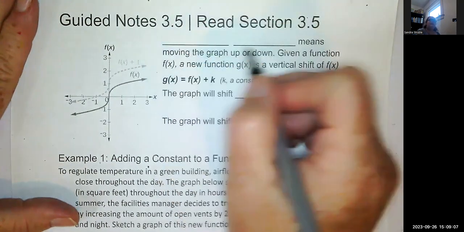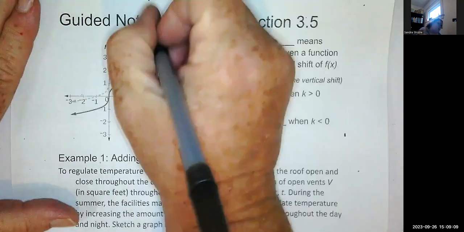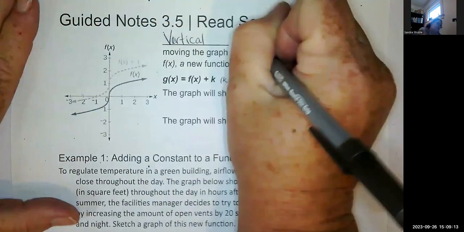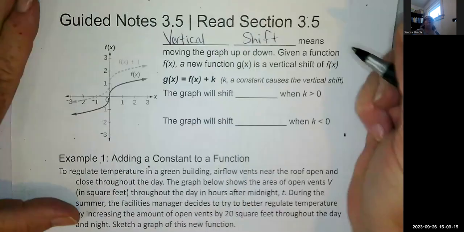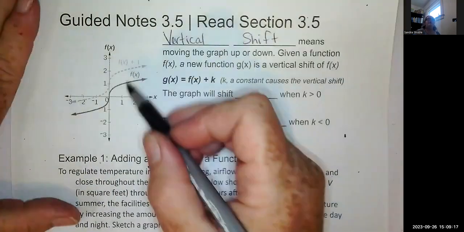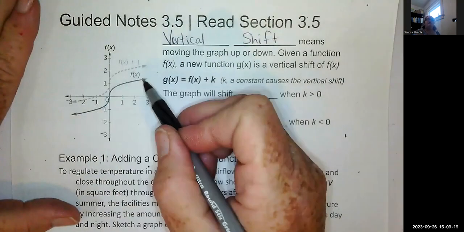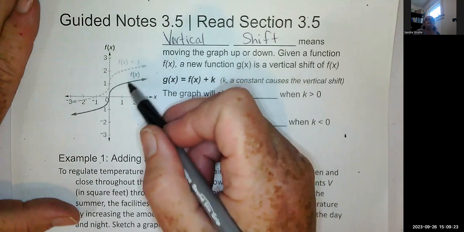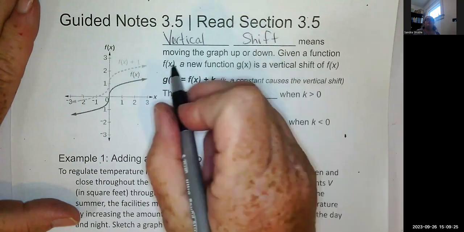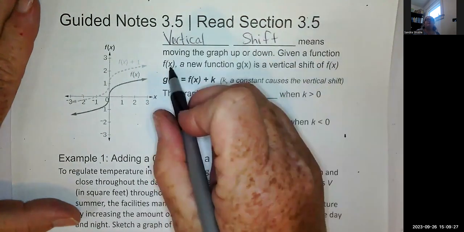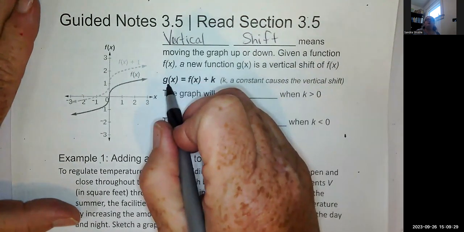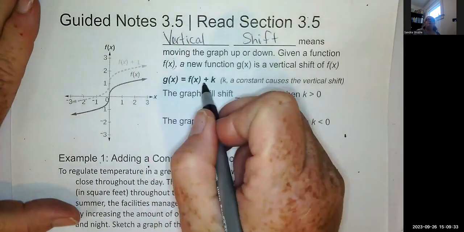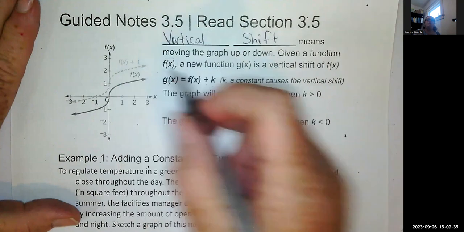All right, so this is just vertical shift. Vertical shift means moving the graph up or down. So taking the original function f and shifting it up if it's +1 or down if it subtracts something. So given a function f, you're going to have a new function g of x that's equal to the original function plus, in this case, they're doing +1.